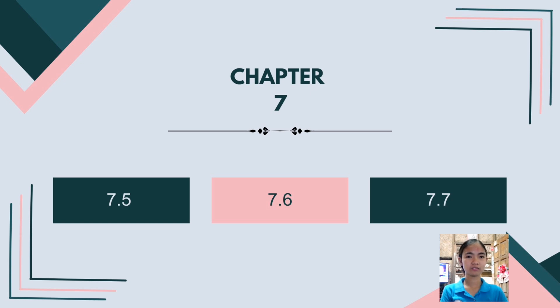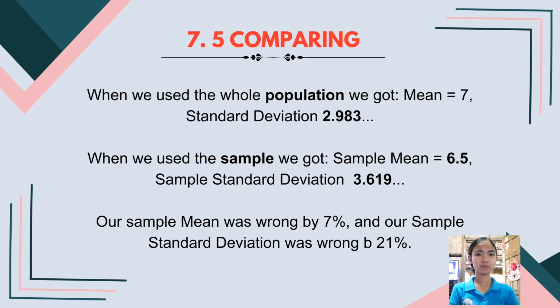So, mine is starting from 7.5, 7.6, and 7.7. 7.5 Comparing. When we use the whole population, we got mean equals 7 and standard deviation is 2.983. When we use the sample, we got sample mean equals 6.5 and sample standard deviation is 3.619. So, our sample mean was wrong by 7% and our sample standard deviation was wrong. So, why is that?